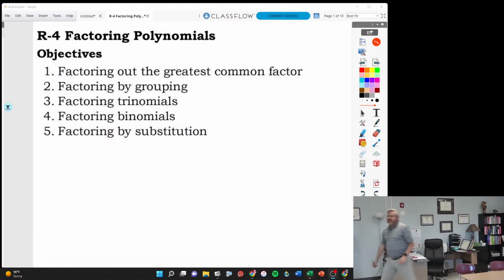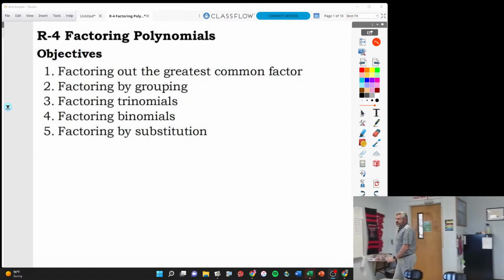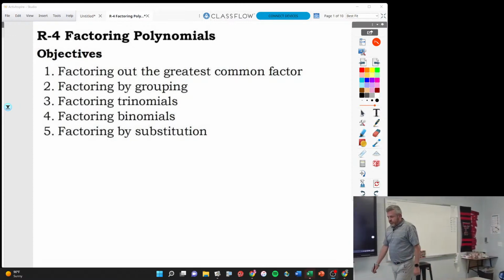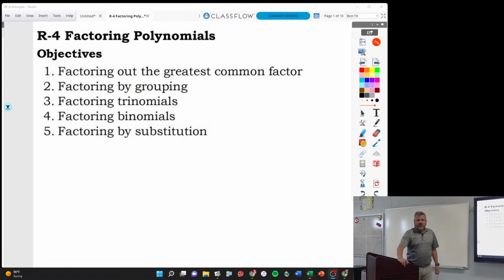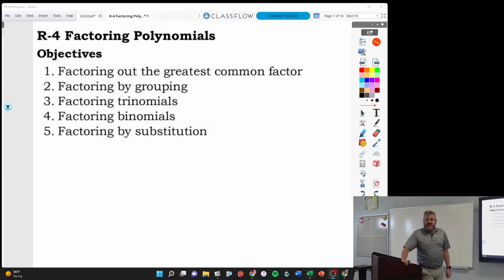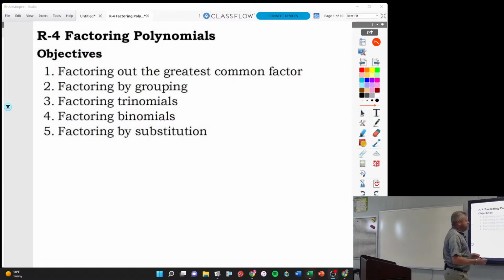All right, today we're going to talk about factoring polynomials, section R4, the very first lesson of this course. The objectives for this lesson include number 1, factoring out the greatest common factor, number 2, factoring by grouping, number 3, factoring trinomials, then we'll factor binomials, and then factoring by substitution.